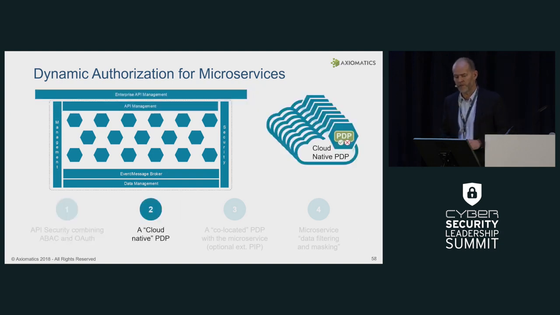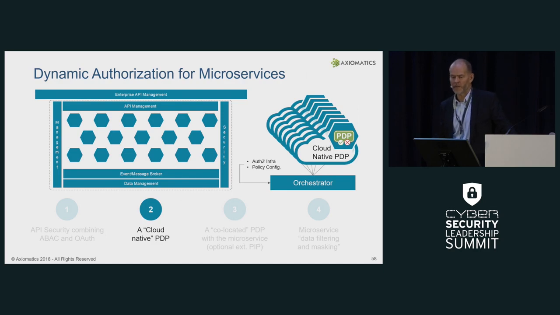Also, very recently, Axiomatics released a cloud-native PDP, meaning a more friendly deployable authorization service. A very small one, only doing one thing very, very well, permitting and denying access. At the size of about 150 megabytes, you get a chance to orchestrate and deploy this authorization service to the cloud or to your private clouds.